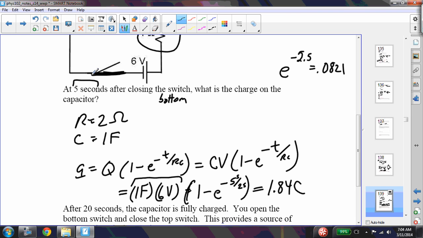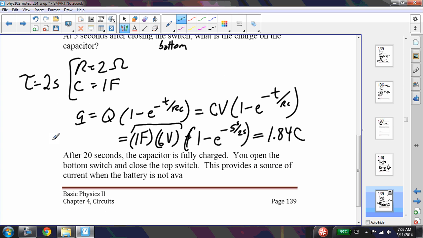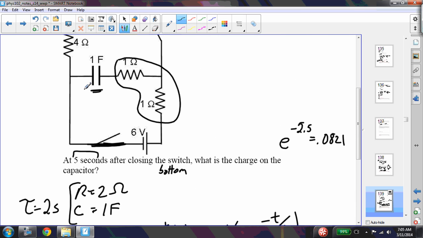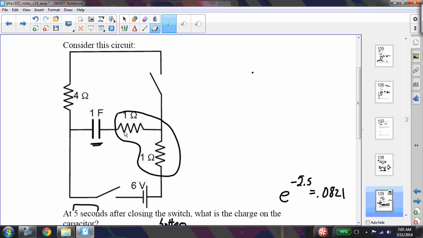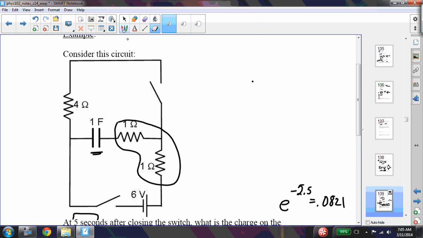But notice I'm only at 5 seconds, but my time constant, tau, is equal to RC, or 2 seconds. So I'm only about 2.5 times the time constant, but it's going to be fully charged after 10 times the time constant, or 20 seconds. And when it's fully charged, you will then open this switch, and close the top switch, and then you can have it discharged through this capacitor.